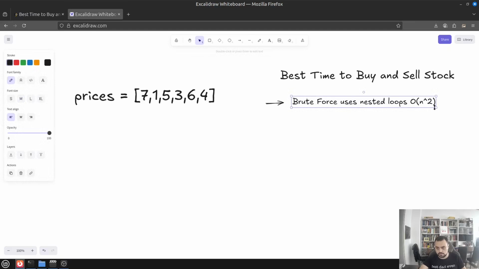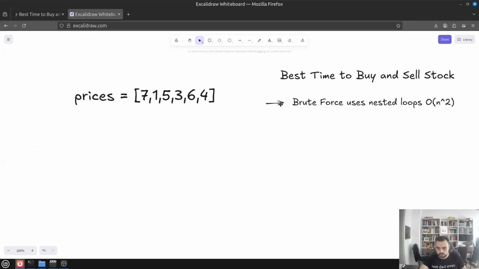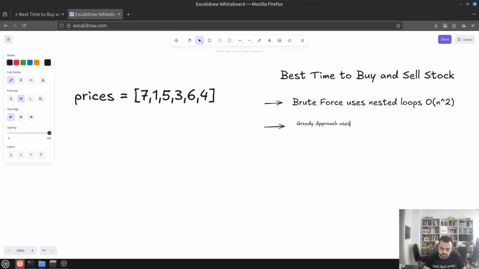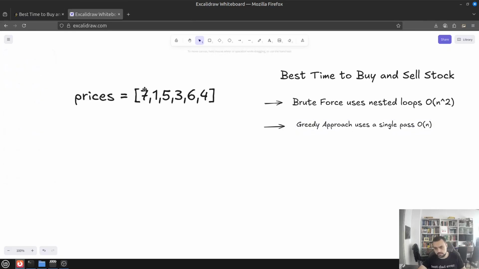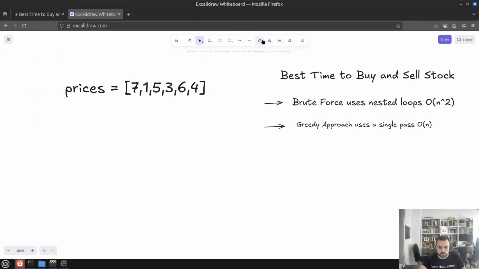Simply we compare all the possibilities, all the options, then we get smarter and we use a greedy approach, which we'll explain in a second. It uses a single pass, yeah, so a single loop, and we end up having O(n) time complexity. Yeah, so the first approach would be to use 2 loops. Let's visualize it in such a way that for the first loop we have the green marker, and for the inner loop we'll have the blue marker.